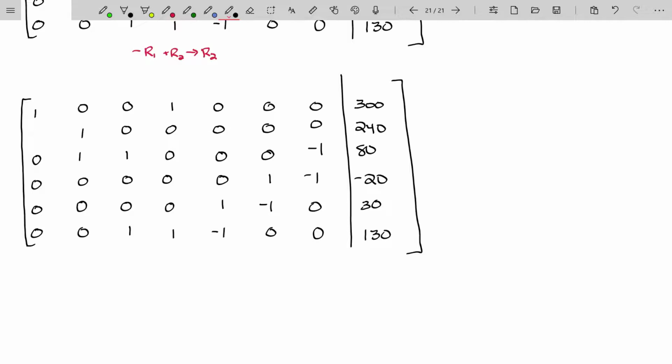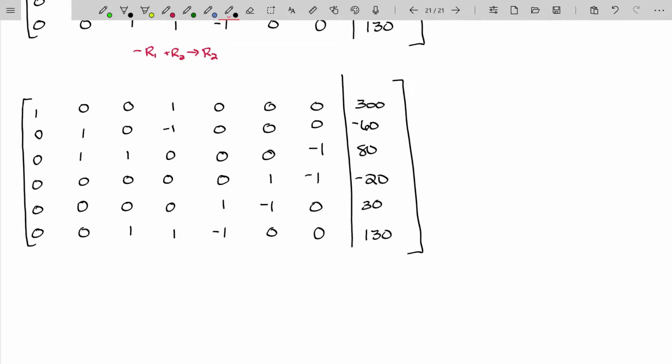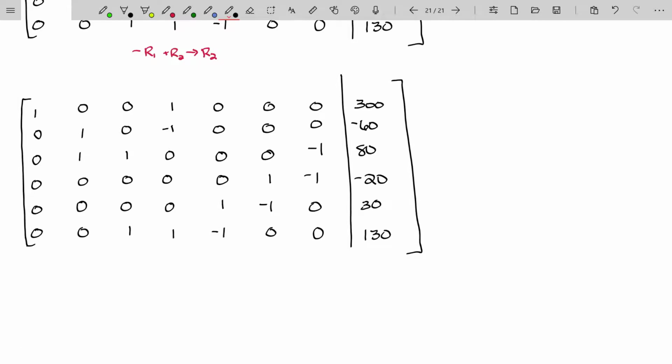negative 1 plus 1 is 0. Negative 0 plus 1 is 1. Negative 0 plus 0 is 0. Negative 1 plus 0 is negative 1. Negative 0 plus 0, negative 0 plus 0, negative 0 plus 0. Negative 300 plus 240 is negative 60. And that is pretty quick, actually.